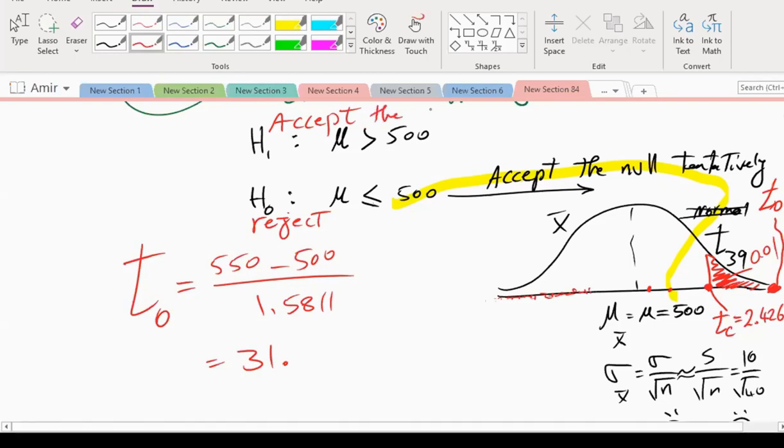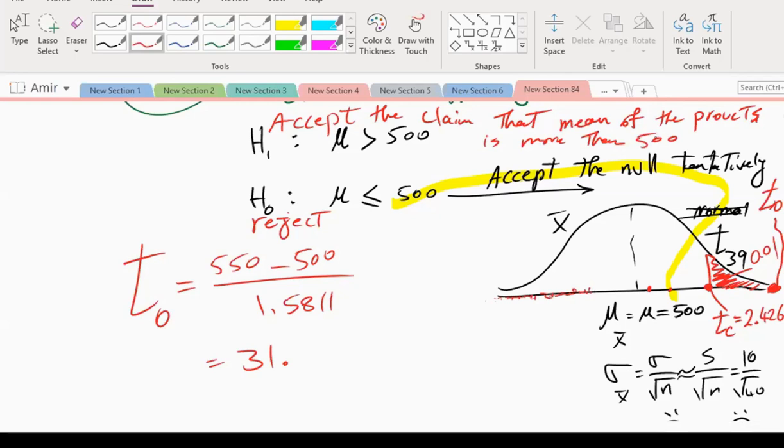Accept the claim that the mean of the population of the products is more than 500. And actually, you have to write another sentence that says we reject the claim that the mean of the population is less than or equal to 500, because the T of observation is really much higher than 500.